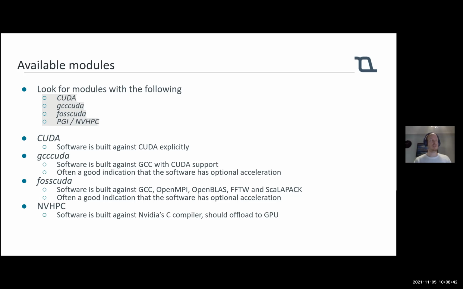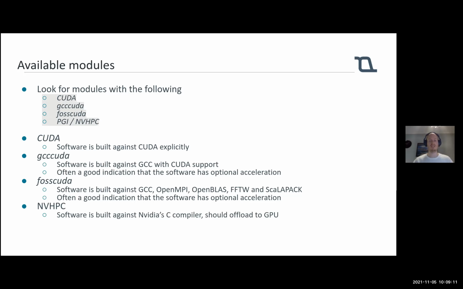GCC CUDA is another tool chain, FOSS CUDA as well. And then lastly, PGI/NVHPC are also tool chains that indicate that there is some sort of GPU acceleration going on. So if you see CUDA in the name, then that means that the software is explicitly built against CUDA, and it's usually a very good sign for that software to be using GPUs.